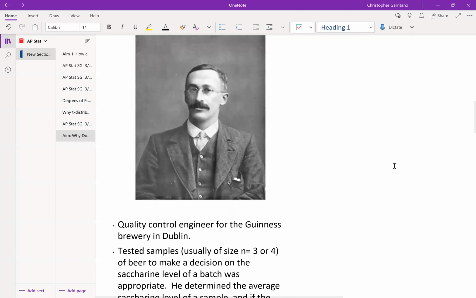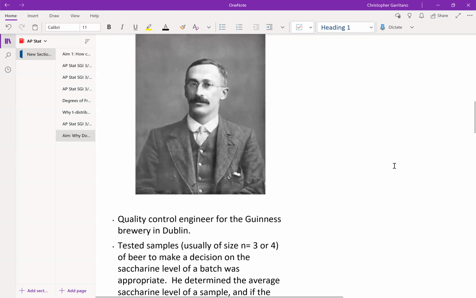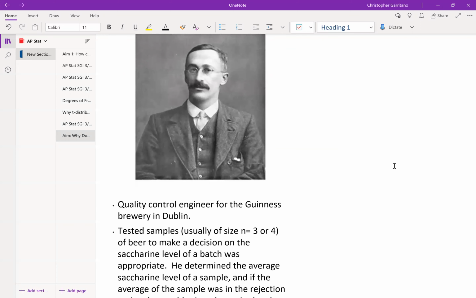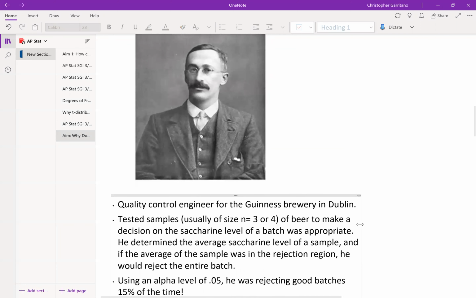And we actually owe him a debt of gratitude because he discovered what is called the t-distribution. So just a brief little history of this guy. He was a quality control engineer for Guinness Brewery in Dublin, Ireland.